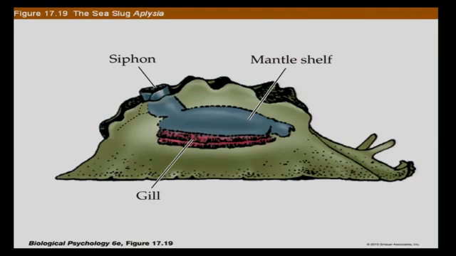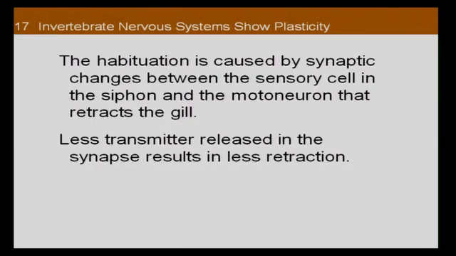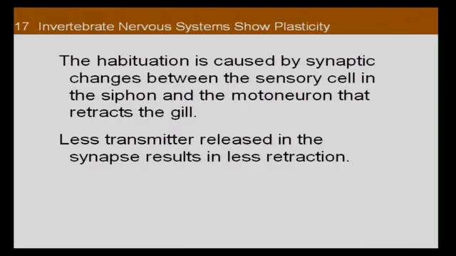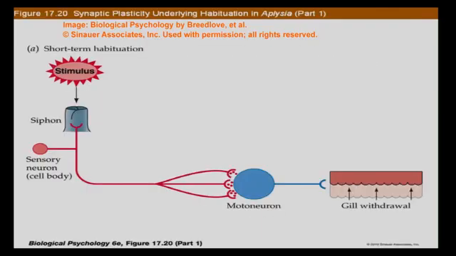So there's a sensory neuron in the siphon, and there are synaptic changes that occur between the sensory neuron and the motor neuron that retracts the gill. It turns out that there is a monosynaptic connection between the sensory neuron in the siphon and the motor neuron that retracts the gill. Okay? Very simple system. And we know what's happening there is not just that behaviorally this happens, but the neurophysiological or cellular change is that there's less neurotransmitter released in the synapse that results in less retraction. Okay?